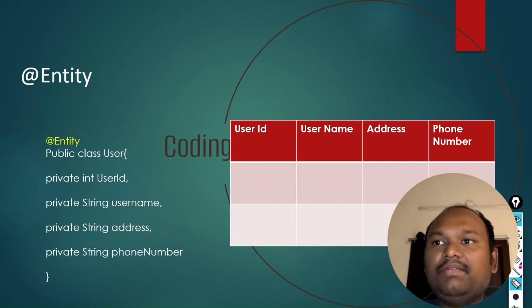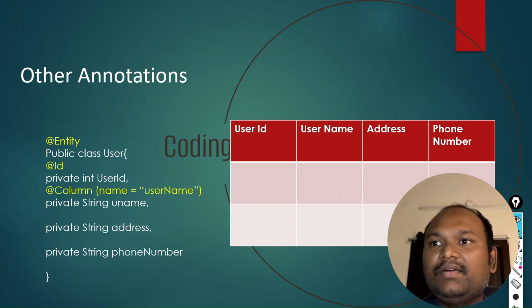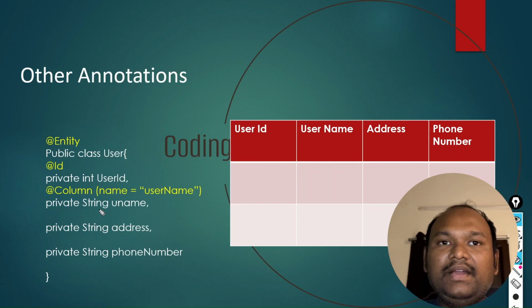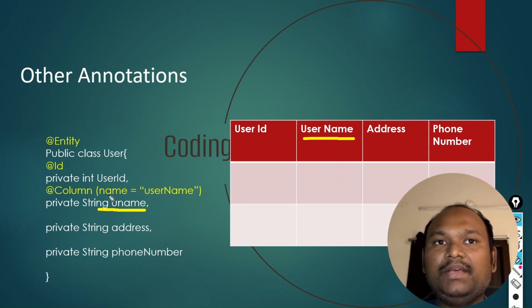So let's see other annotations which we will mainly be using in our JPA. Apart from entity, we will also have different annotations like ID and Column. For example, here in my POJO class I have defined it as uname, whereas in my table the column name is username. Both the names are not matching, right? In order to establish a relation, we'll mention the @Column annotation on top of my attribute, and provide our database column name in name. In this way, we can maintain the relation between the database column and our entity class attribute, even though the names are different.